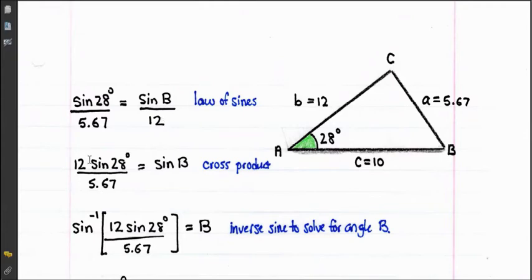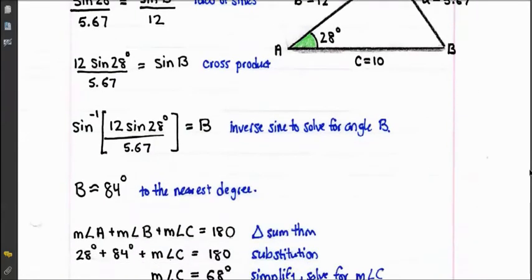Cross multiply the 12 up here, and I have 12 times the sine of 28 divided by 5.67 equals the sine of B. Now we use the sine inverse to figure out angle B. So the sine inverse of 12 times the sine of 28 degrees divided by 5.67 equals angle B. And so B is approximately 84 degrees.